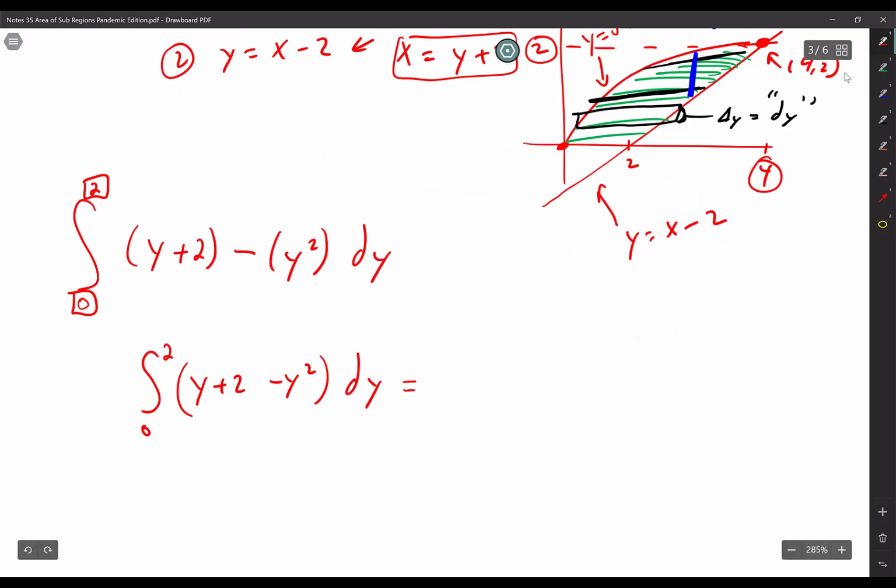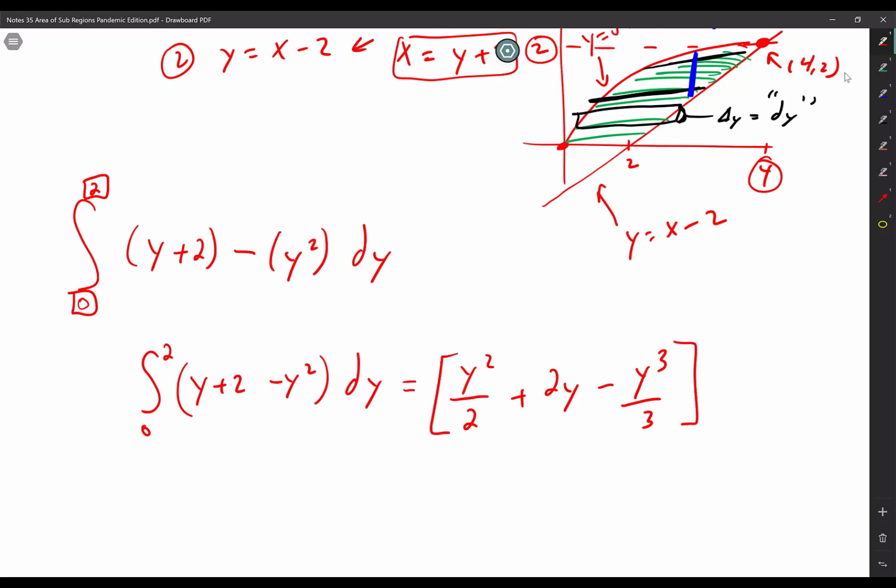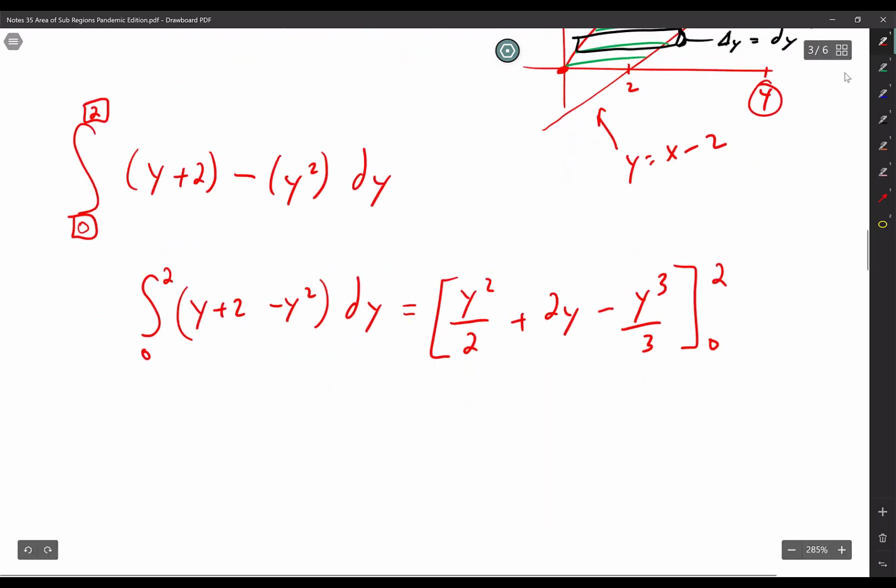Antiderivative. Antiderivative of y, y squared over 2. Antiderivative of 2, 2y. Antiderivative of y squared, y cubed over 3. Put all these in brackets. I got 3 terms there. 0 to 2. I'm just doing upper minus lower. What's up?